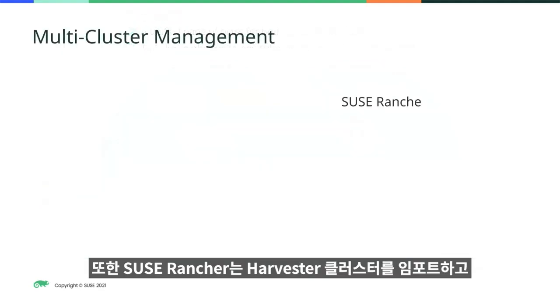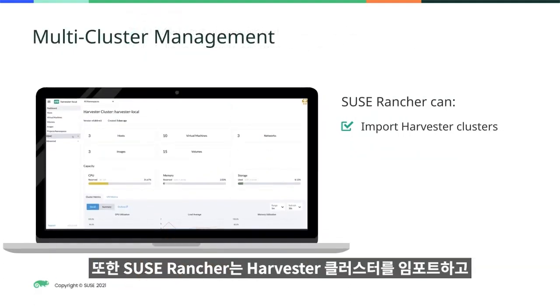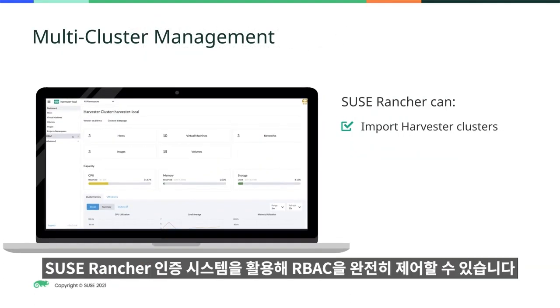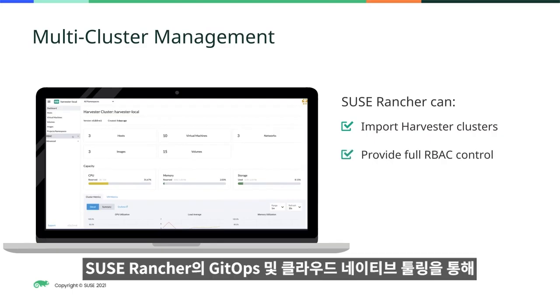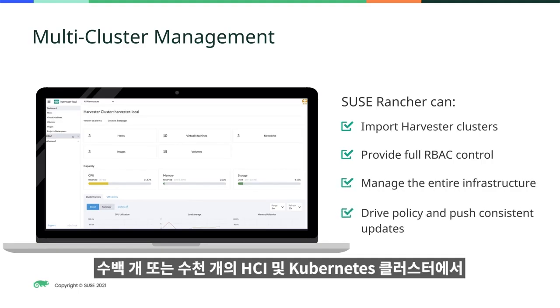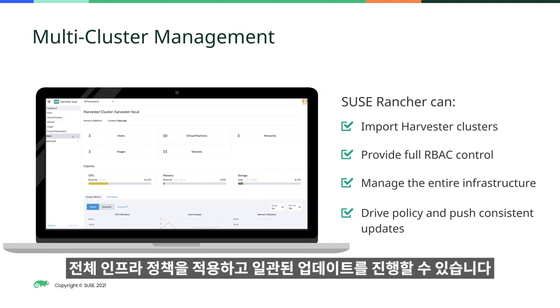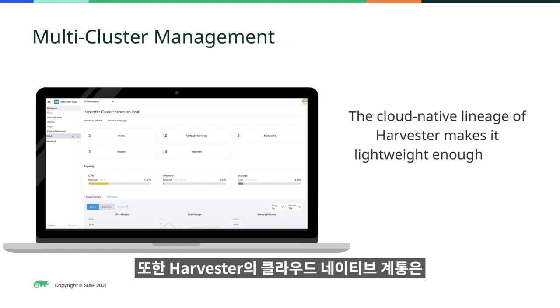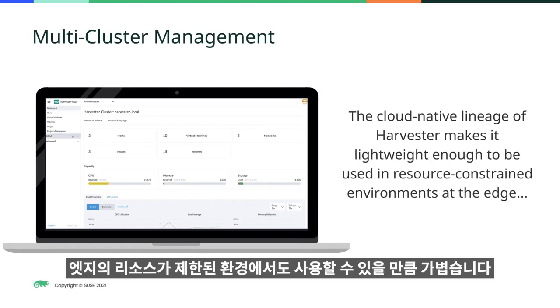In addition, SUSE Rancher can import Harvester clusters and utilize the SUSE Rancher authentication system for full RBAC control. The GitOps and cloud-native tooling in SUSE Rancher can now manage the entirety of the infrastructure, driving policy and pushing consistent updates across hundreds or thousands of HCI and Kubernetes clusters. And the cloud-native lineage of Harvester also makes it lightweight enough to be used across resource-constrained environments at the edge.